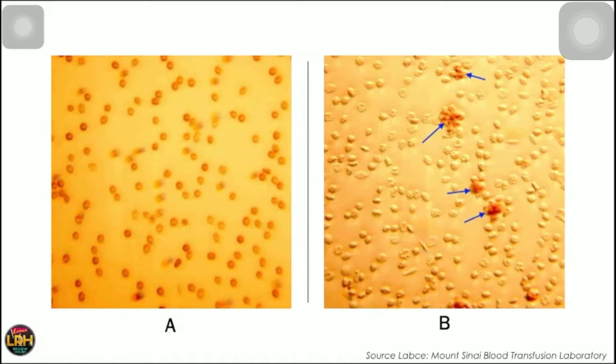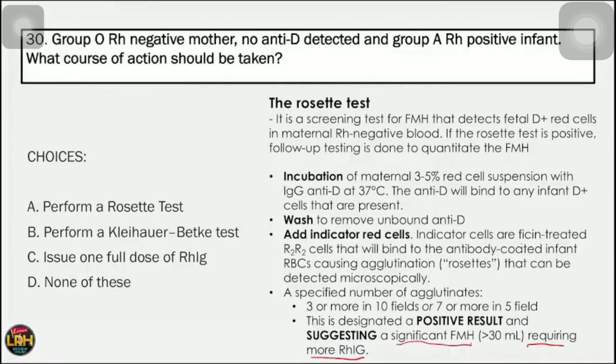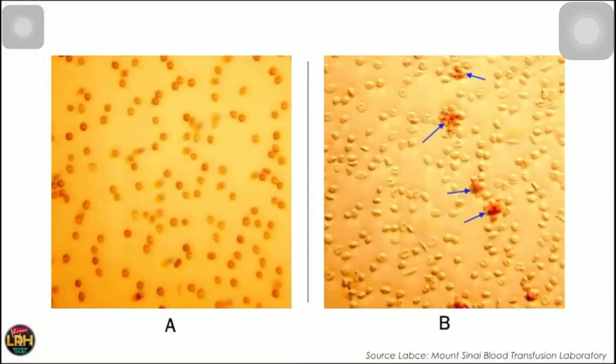For letter B, this represents a field that would meet the criteria for a positive Rosette test. So here, the number of rosettes present should be counted, and a minimum of 3 or more in 10 fields or 7 or more in 5 fields would indicate a positive result.